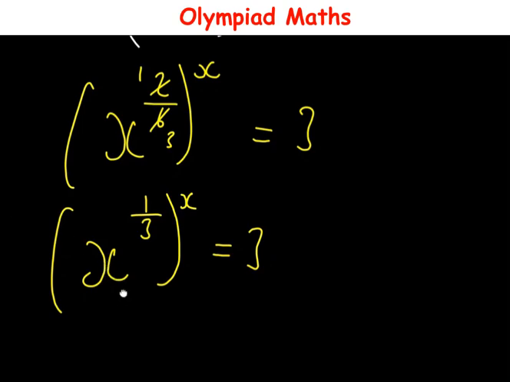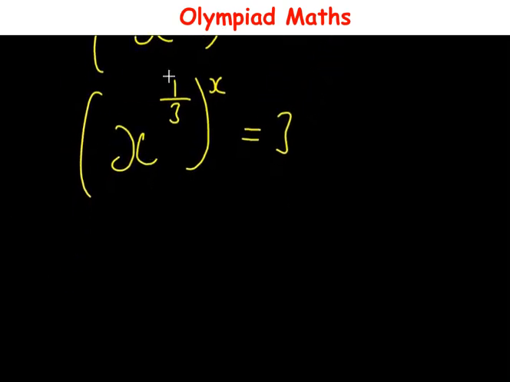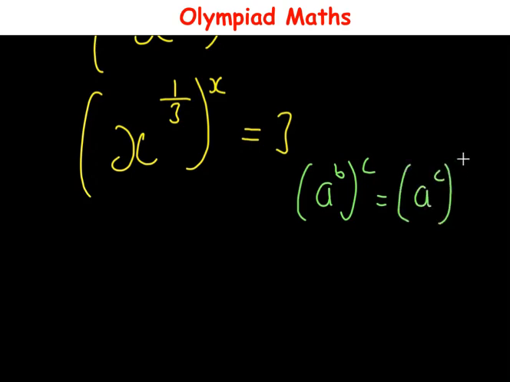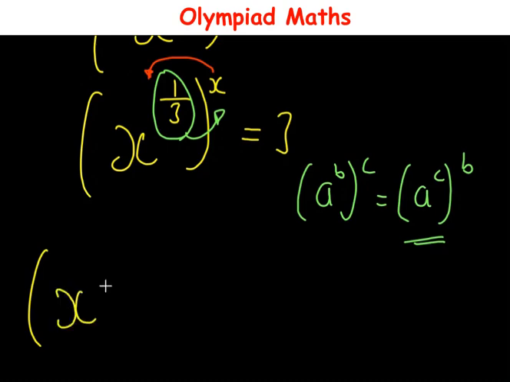And then applying this rule of indices, that if you have, in bracket, a raised to power b all power of c, this equals, in bracket, a raised to power c all power of b. So in this case, we are going to move 1 power of 3 outside, and then we are going to move x inside. So this will then become, in bracket, x, then power of x outside comes inside, x, then power of 1 over 3 goes outside, so 1 over 3 is equal to 3.